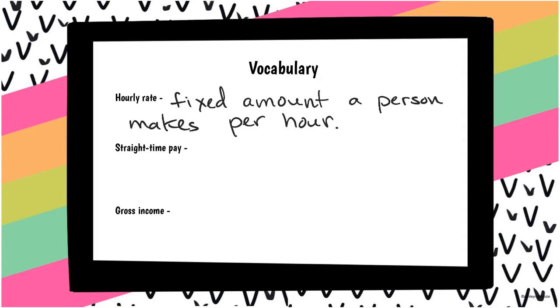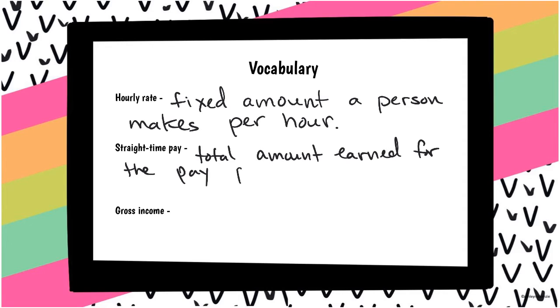Your straight time pay is going to be the amount that you're going to get on your paycheck. So the total amount earned for the pay period. Now, we figure this out by, there's a super easy formula. We take our straight time pay. This just equals our hourly rate times the number of hours worked.